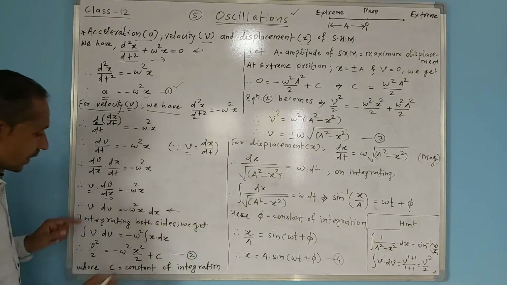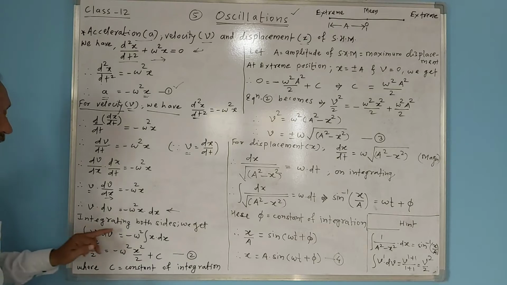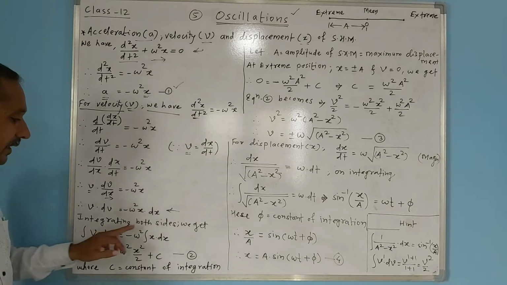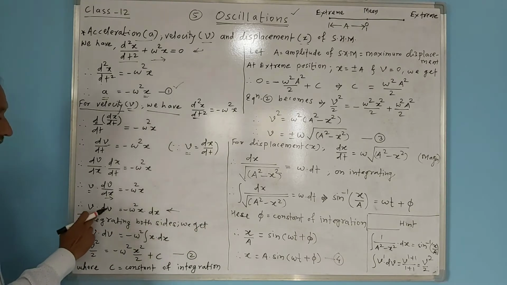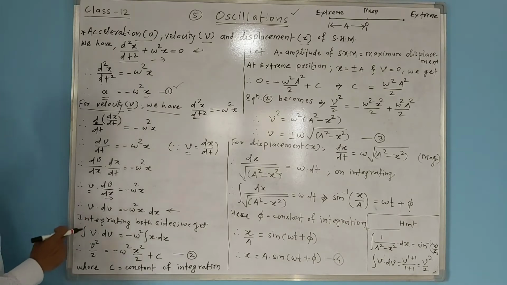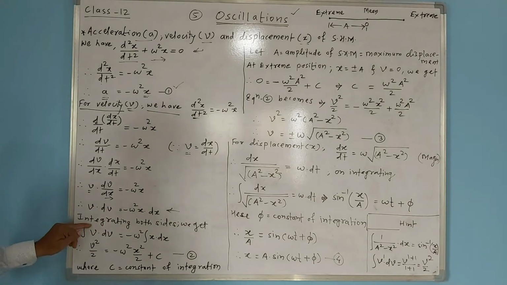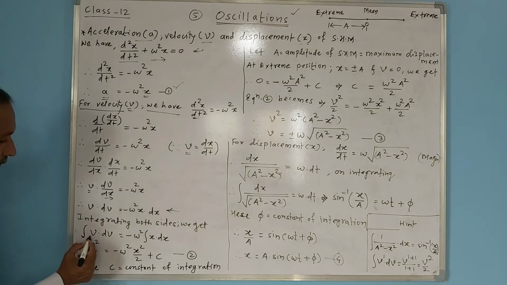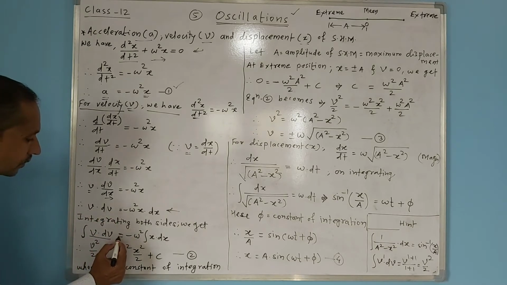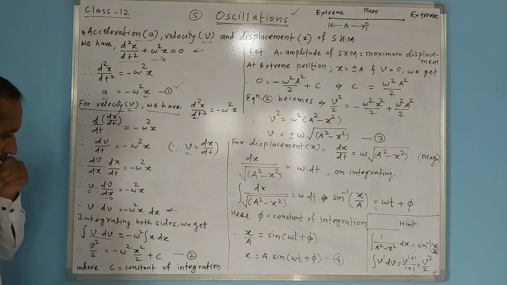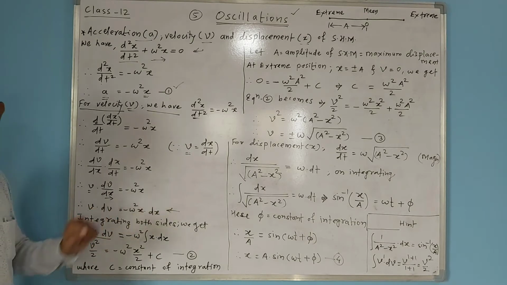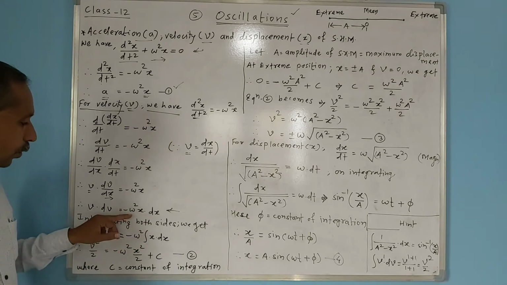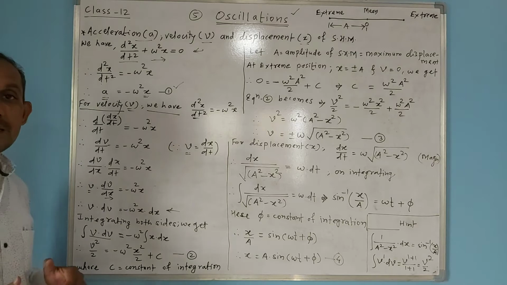Now after this step, we have to integrate this relation. So integrating both sides we get v dv integration. v dv is equal to minus sign. Now at the right hand side, x is a variable and dx is also a variable, but omega square is a constant.